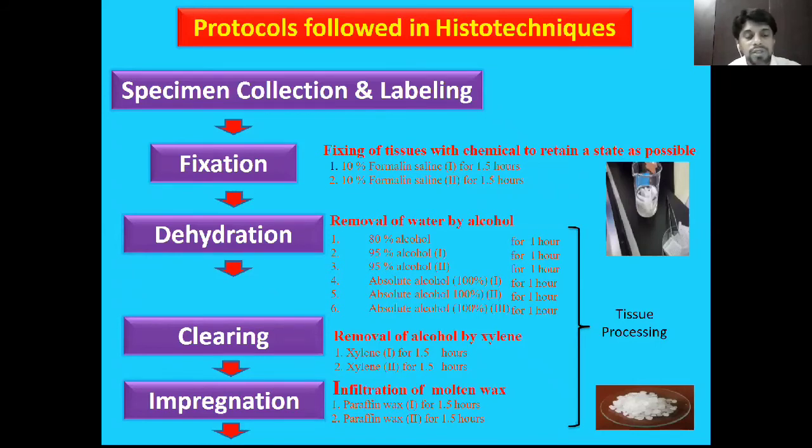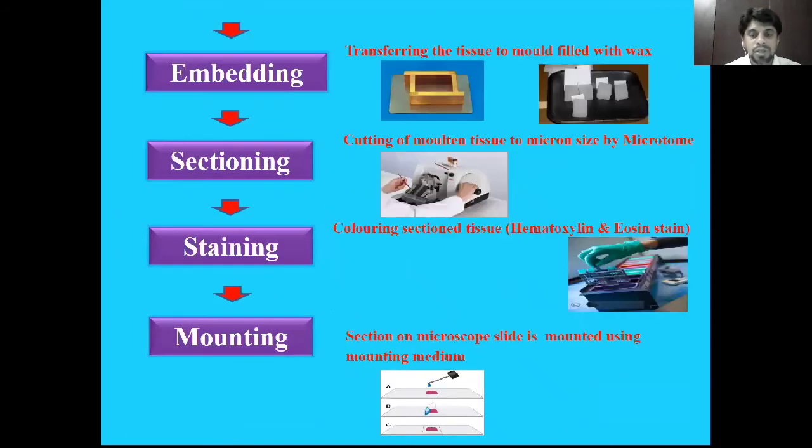The next process is impregnation, that is, infiltration of molten wax. Molten wax is allowed to enter inside the tissues. Dehydration, clearing and impregnation all together are called tissue processing, which is vital in microtechnique. The next process is embedding, done with the help of molten wax.